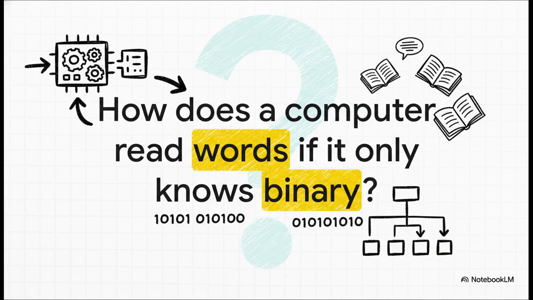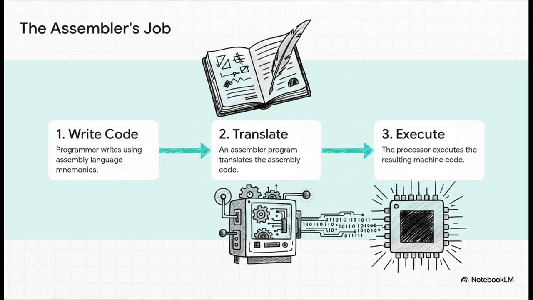Okay, but wait a minute. That brings up a pretty big question, doesn't it? If the computer only gets ones and zeros, how on earth does it make any sense of these English-like words? The answer is a super clever piece of software called an assembler. This is our star translator.